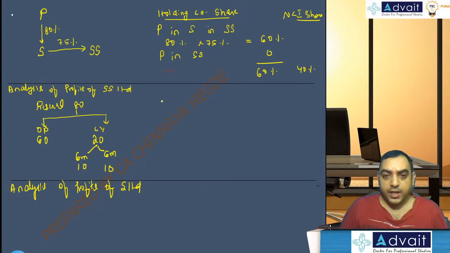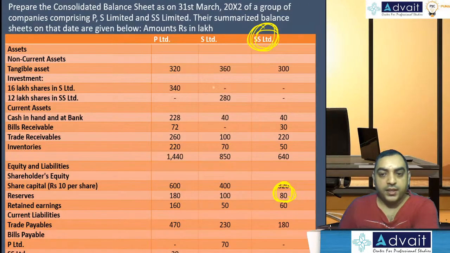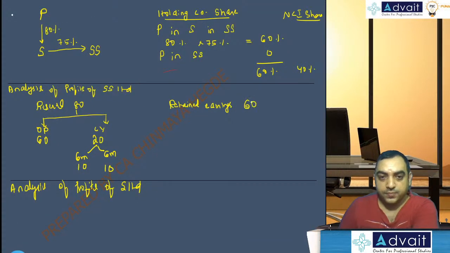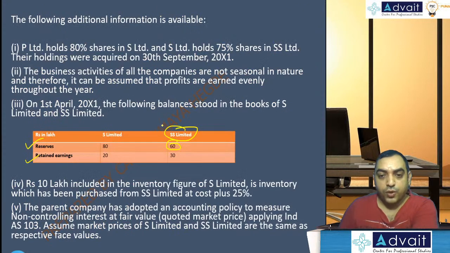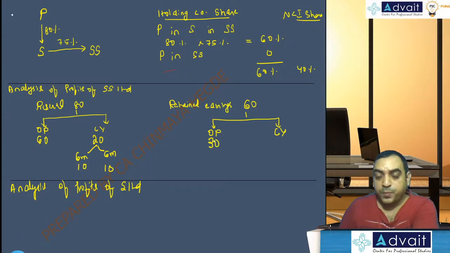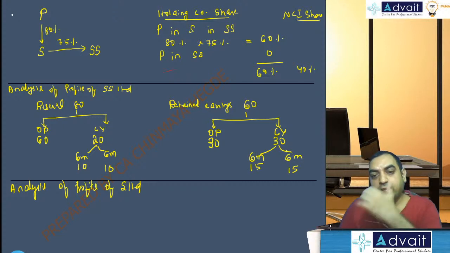Similarly, I'll come to retained earnings. As per the balance sheet, retained earnings is 60. We divide this into two parts: one is opening balance, the other is current year. What is the opening balance of retained earnings? In the table given, 30. If the opening balance is 30, current year is also 30. Divide into 6 months, which is 15, 15 each.